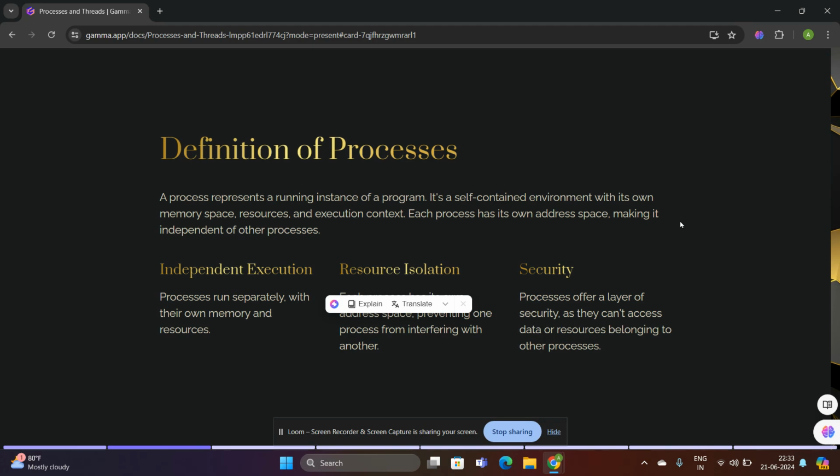While we are executing one process, the execution is done separately. That means independent execution happens here. And resource isolation means that the resources present in one process will not be shared by another process, so we prevent the resources of one process from being accessed by another. The special feature of this is security. It has the capability of maintaining the security of the resources present inside it.